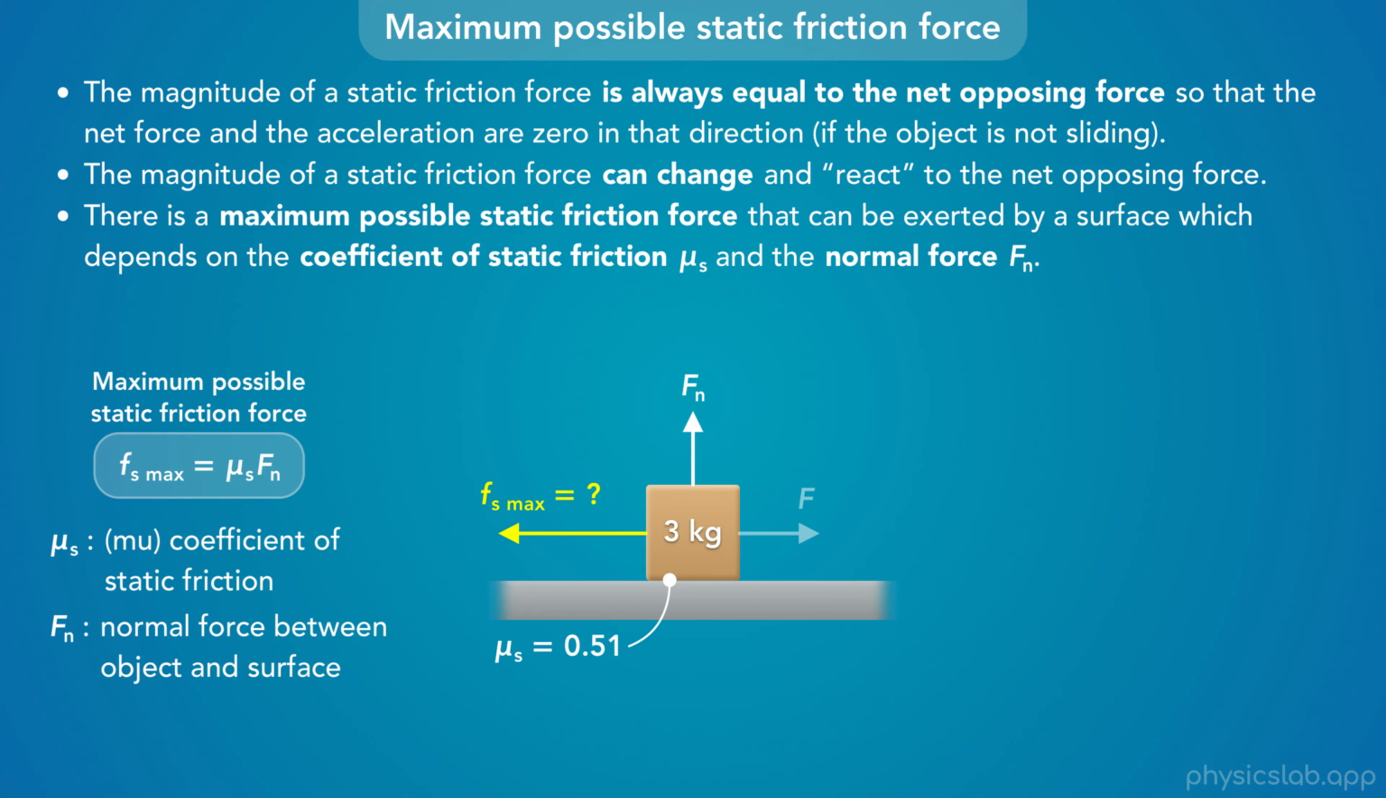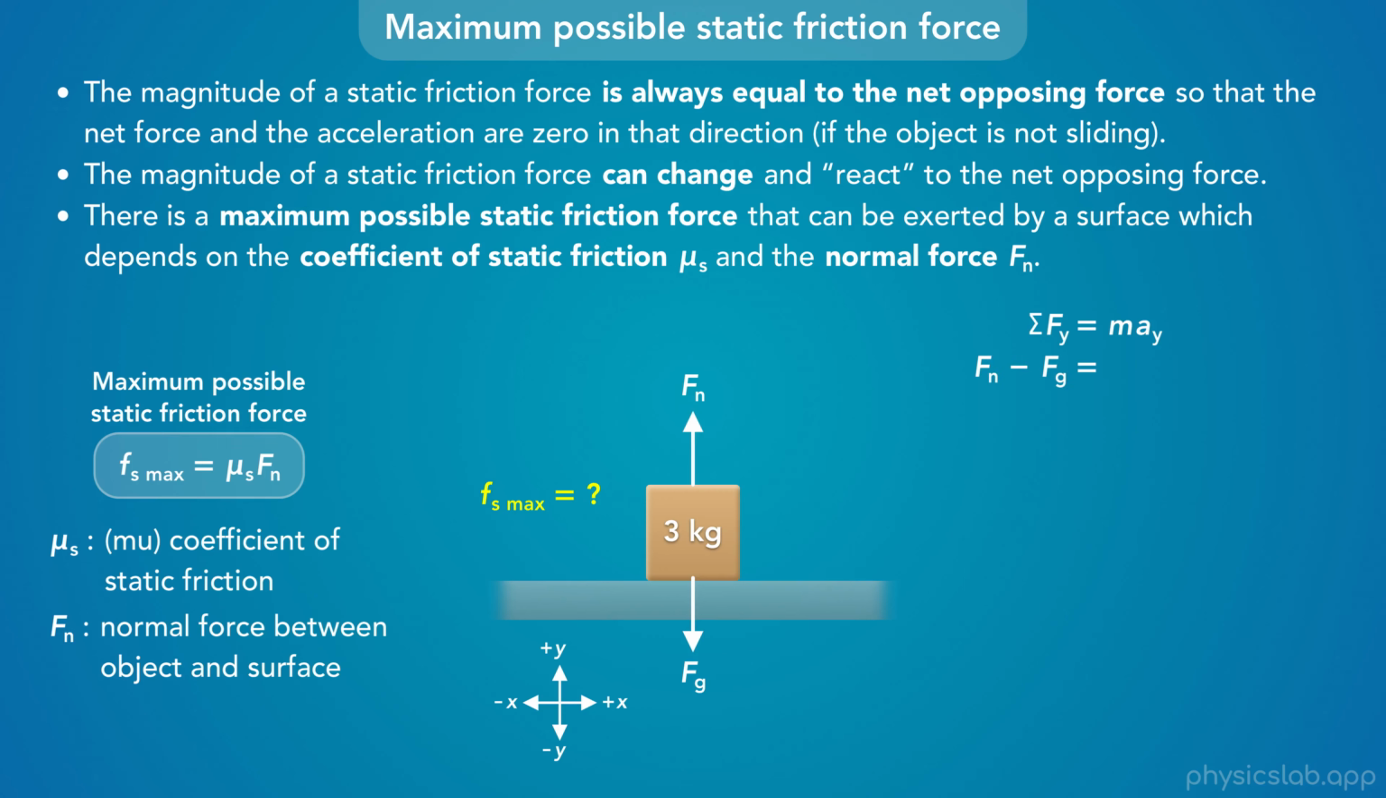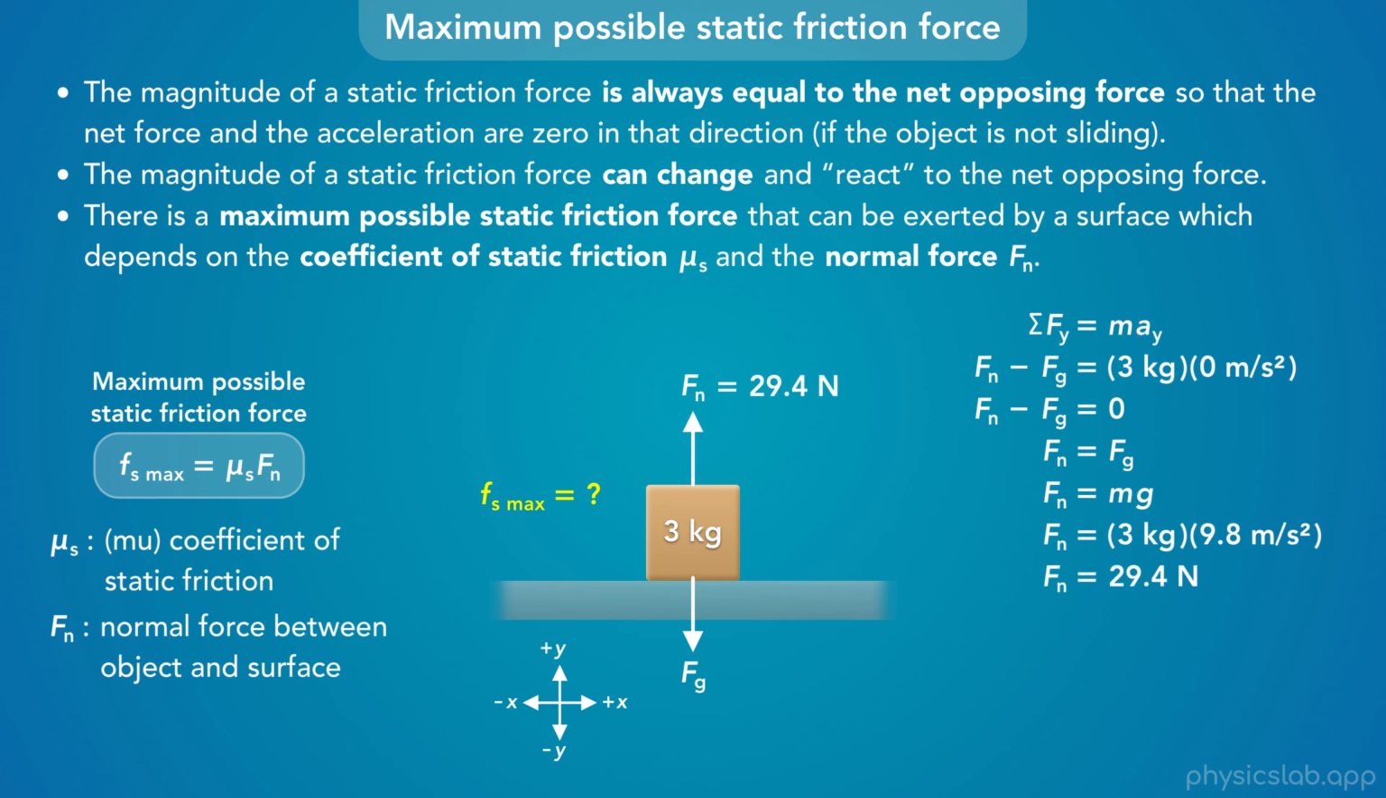If we want to calculate the maximum possible static friction force, we need to find the normal force. To do that, we can use Newton's second law in the vertical y direction. The net force in the y direction is the upwards normal force minus the downwards gravitational force. That's equal to the mass times the vertical acceleration, which is 0. The box is not accelerating up or down. So the net vertical force is 0, and the normal force is equal to the gravitational force. We can replace Fg with m times g, plug in those values, and we get 29.4 newtons for the normal force acting upwards on the box.